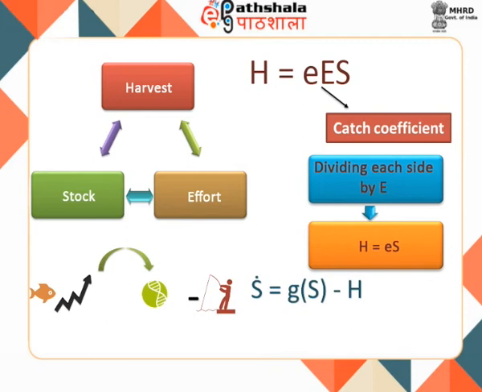The growth function of fish stock with human predation can take the form of the biological growth function less the quantity harvested, that is, S dot equals G of S minus H.